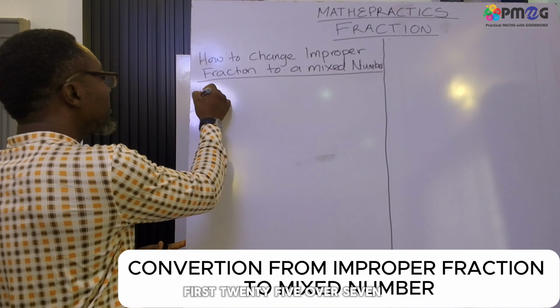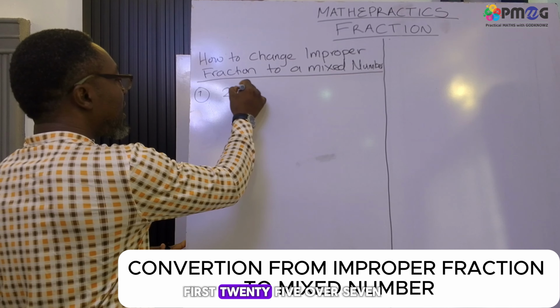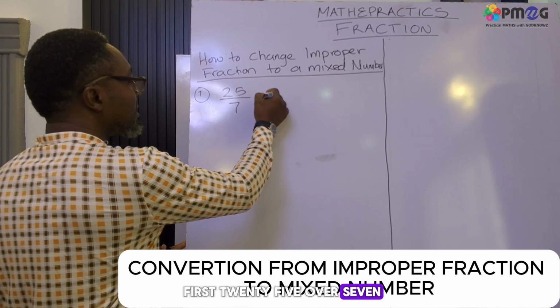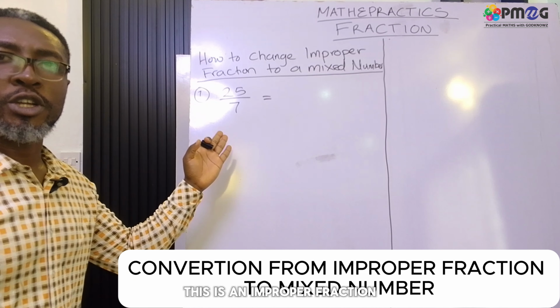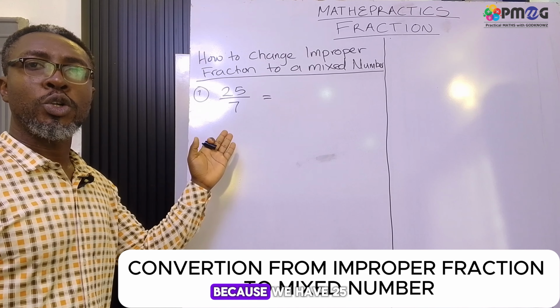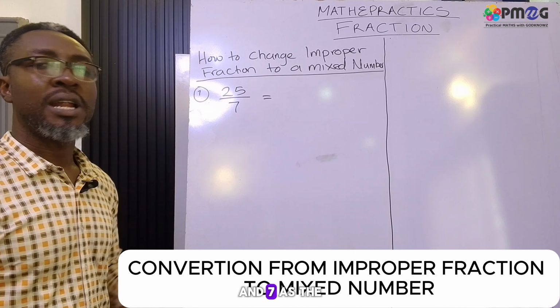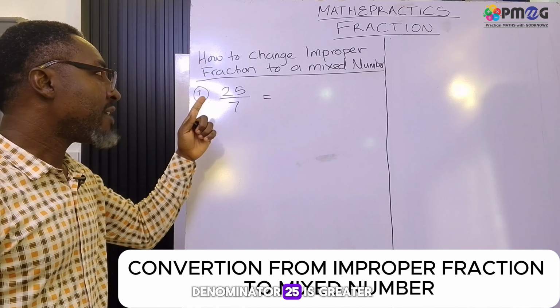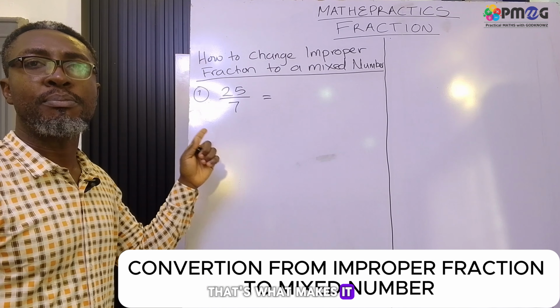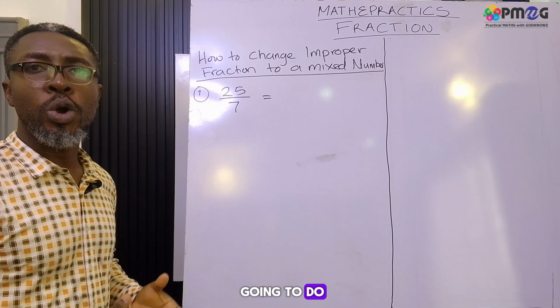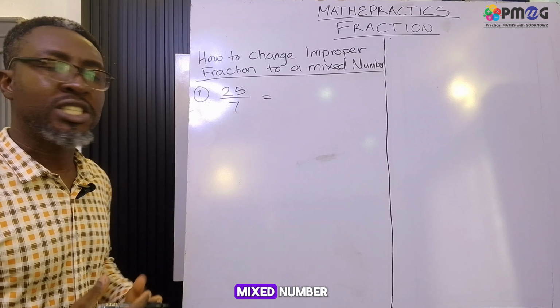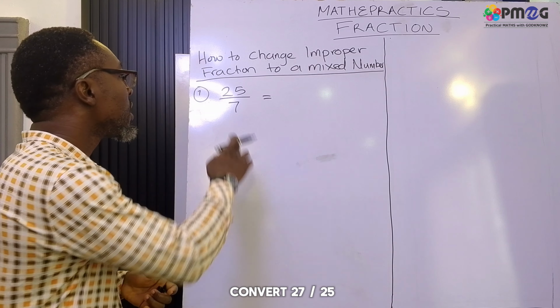Now, if you're given first 25 over 7, this is an improper fraction. Why is it an improper fraction? Because we have 25 as the numerator and 7 as the denominator. 25 is greater than 7. That's what makes it an improper fraction. So what are we going to do? We have to convert it to a mixed number. So how do we convert?